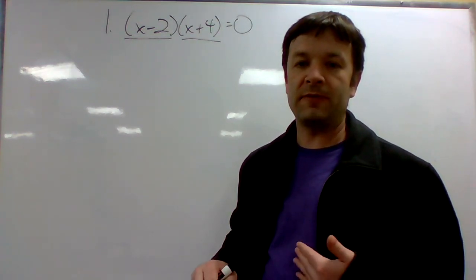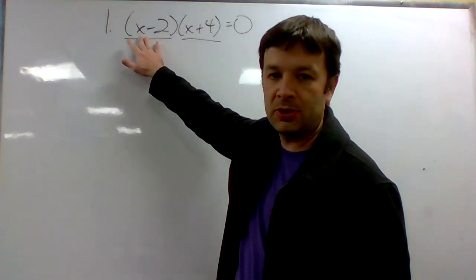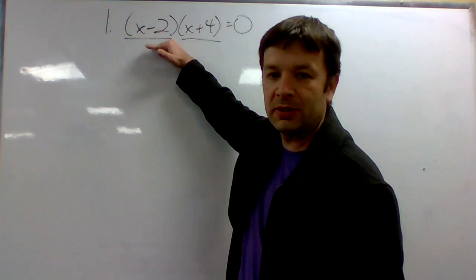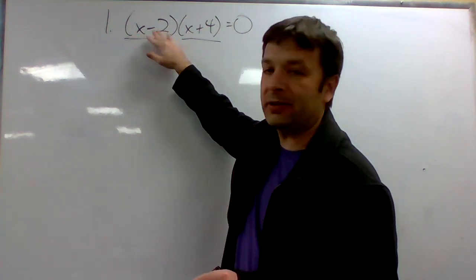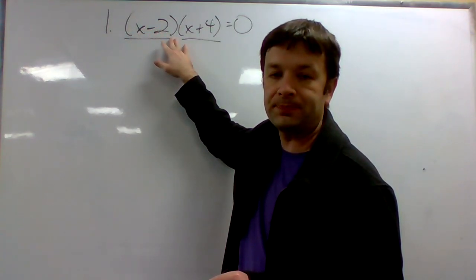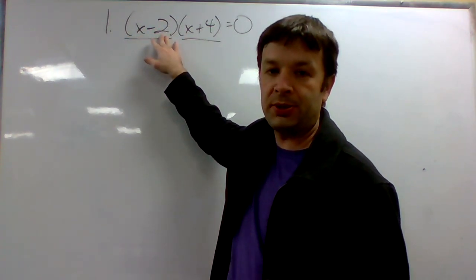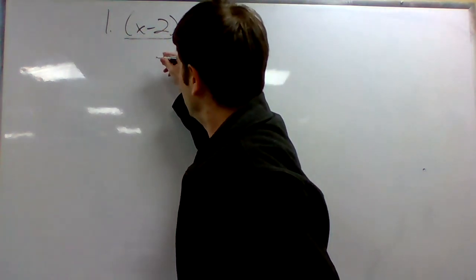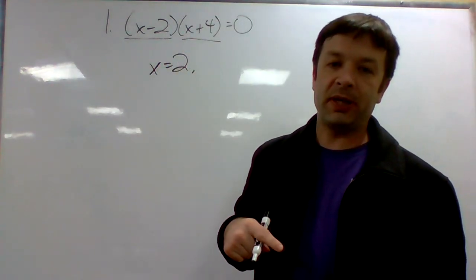So the question for us is, what x value could I use to make this first factor into a 0? What x value could I put right there to turn this whole thing into a 0? What minus 2 equals 0? The answer is 2. So 2 is one of the possible answers.